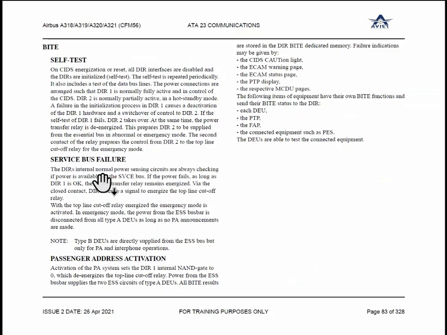Service bus failure. Internal power supply circuits are always checking if the power supply for the service bus is available or not. If the power fails, as long as director 1 is okay, the power transfer relay remains energized via the close contact. Director 1 sends a signal to energize the top line cutoff relay. With the top line cutoff relay energized, emergency mode is active. In emergency mode, power from the essential bus is disconnected to all DUA as long as no PA announcement is there. I hope this is clear.